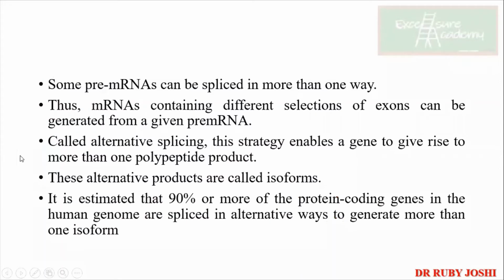So there are some pre-mRNAs which can be spliced in more than one way, and this is also known as alternate splicing.